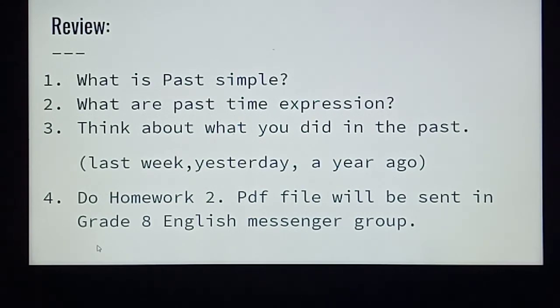A reminder for all grade 8A and grade 8B students. The deadline for your homework starting the month of June 2020 is every Wednesday. So every Wednesday, that will be the deadline for you to complete all your homework in English. For this second week, the deadline will be next Wednesday.